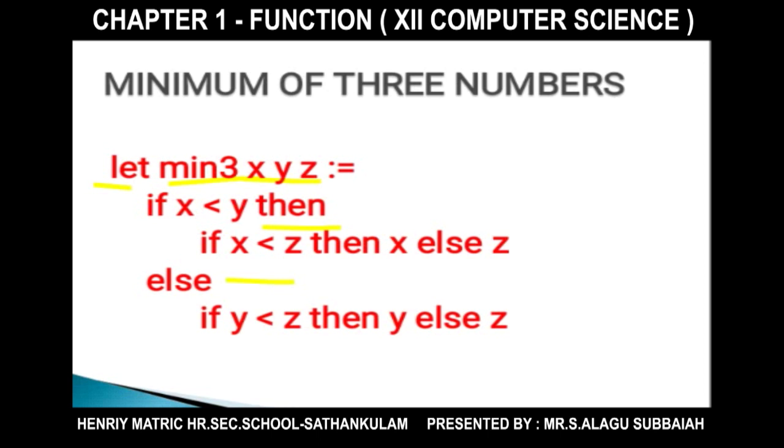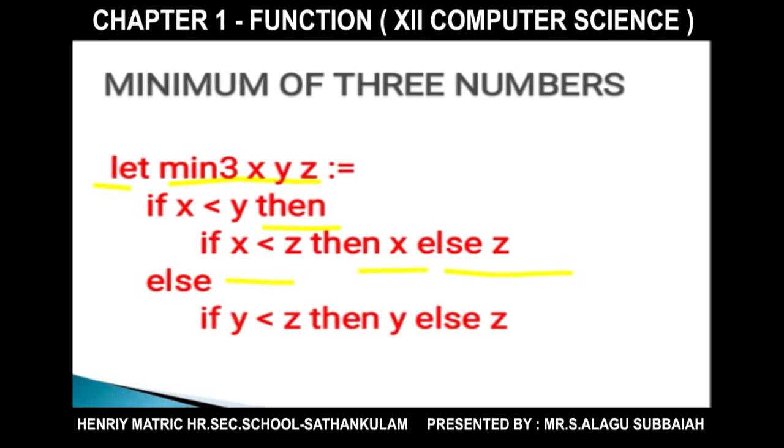Suppose it is true, then we write x as the output. Suppose x is greater than z, then here we write z as the output.